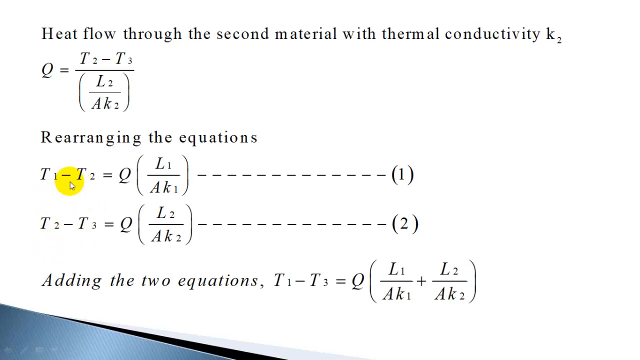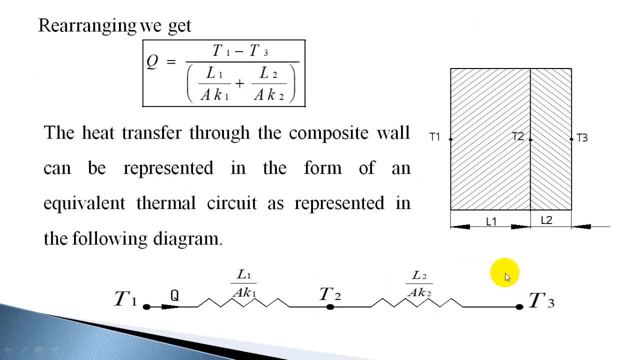Now if you add these two equations, T2 minus T2 plus T2 cancels. You get T1 minus T3 on the left hand side, and on the right hand side Q is common. You get Q into L1 by AK1 plus L2 by AK2. So from this you can solve for Q. Q is equal to T1 minus T3 divided by L1 by AK1 plus L2 by AK2.